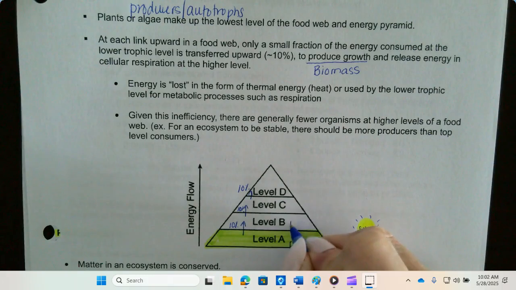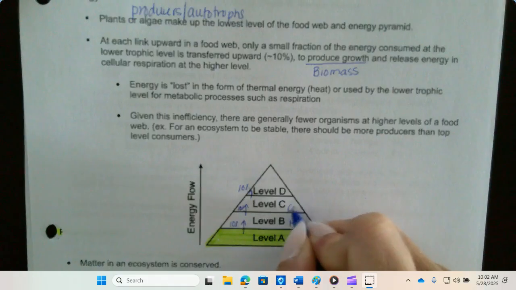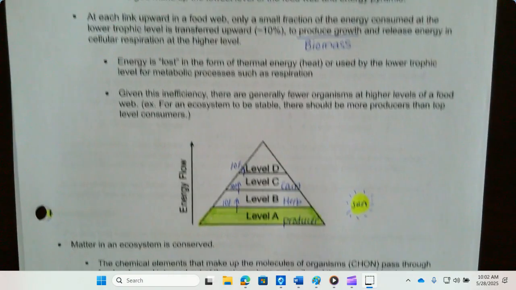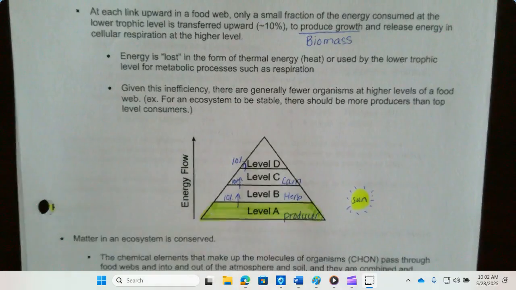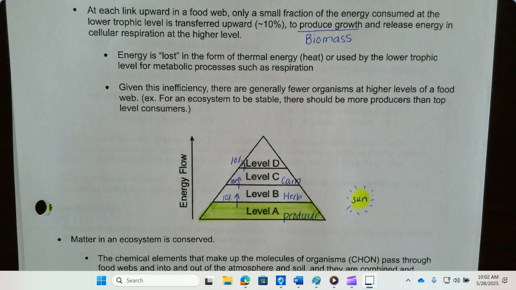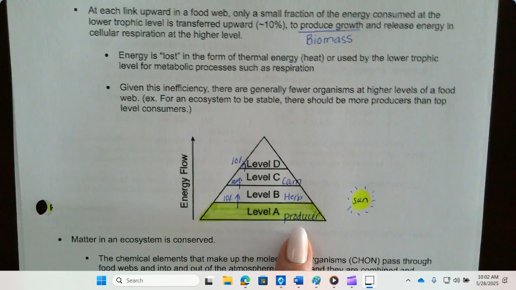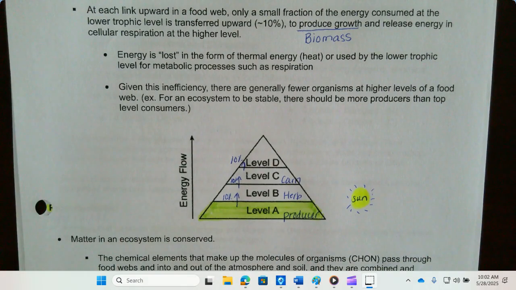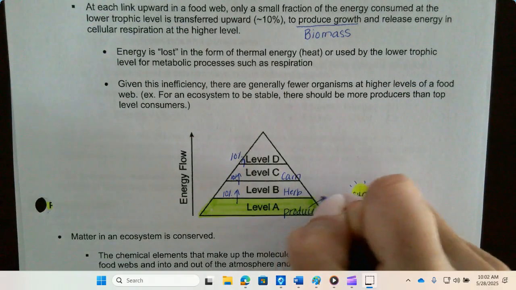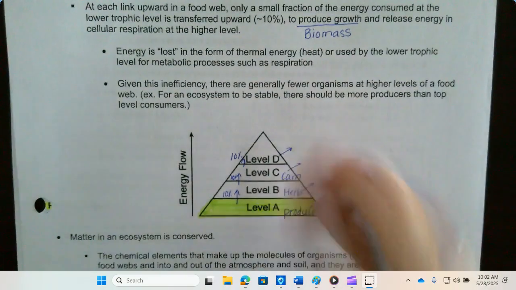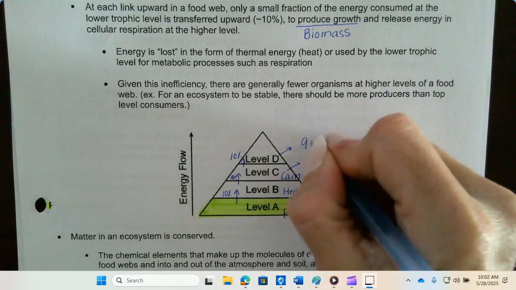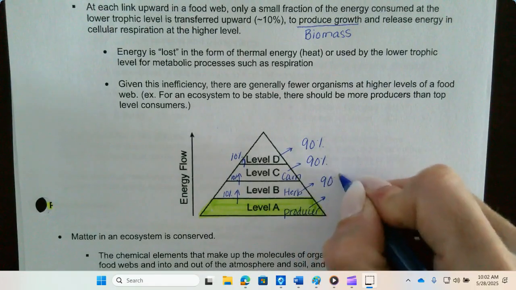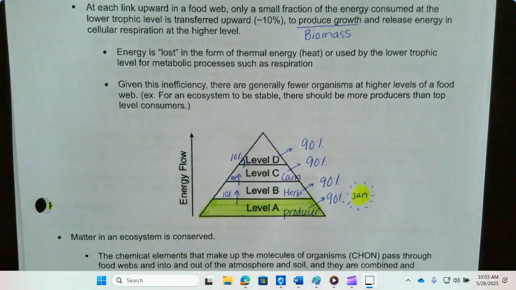So here I have my herbivore. Here I have a carnivore. Here I have some top-level carnivore. So when the herbivore, let's say a cow, eats grass, the only energy that it can actually take in is the energy that has been incorporated, right? The mass that has been incorporated into the plant. 90% of the energy leaves this energy pyramid, and we're going to talk about how that happens. So 90% at every single level. So by the time you get to that top level, there's very little energy left.